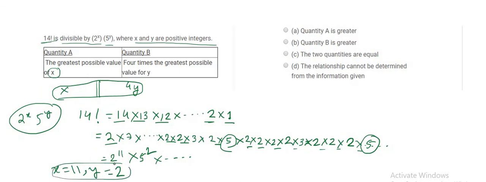So now that we have x and y value, we can go back to our comparison. So column A is x, which is 11, and column B is 4y, which is 4 into 2 equal to 8. So obviously column A is greater. So for this problem statement, answer is option A, quantity A is greater.